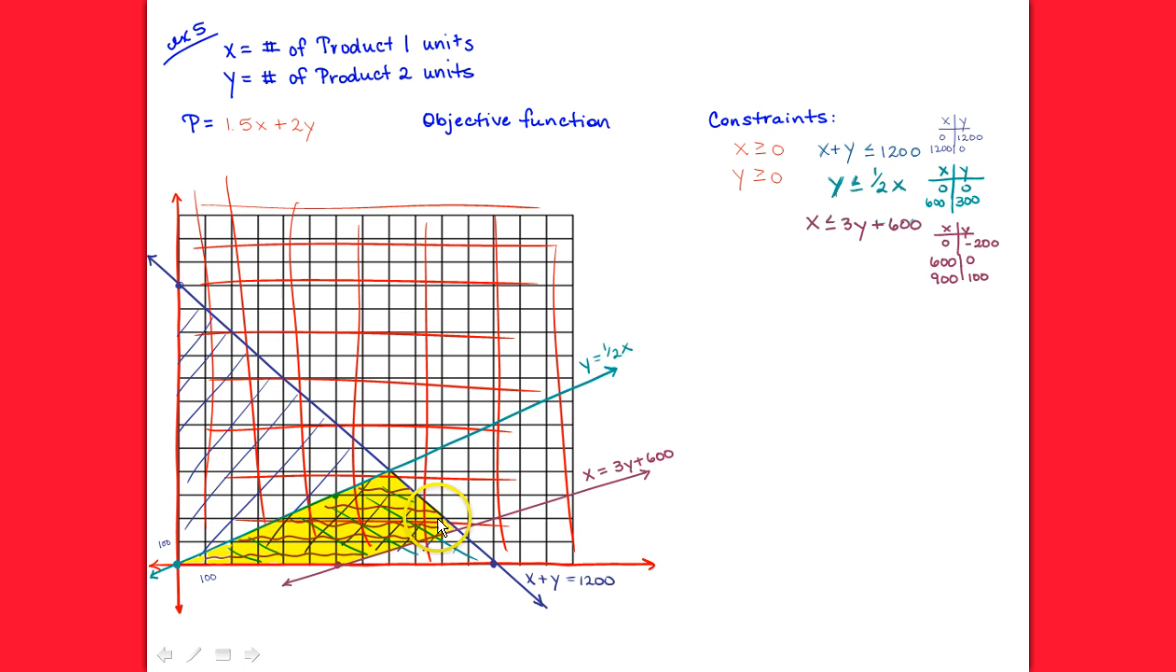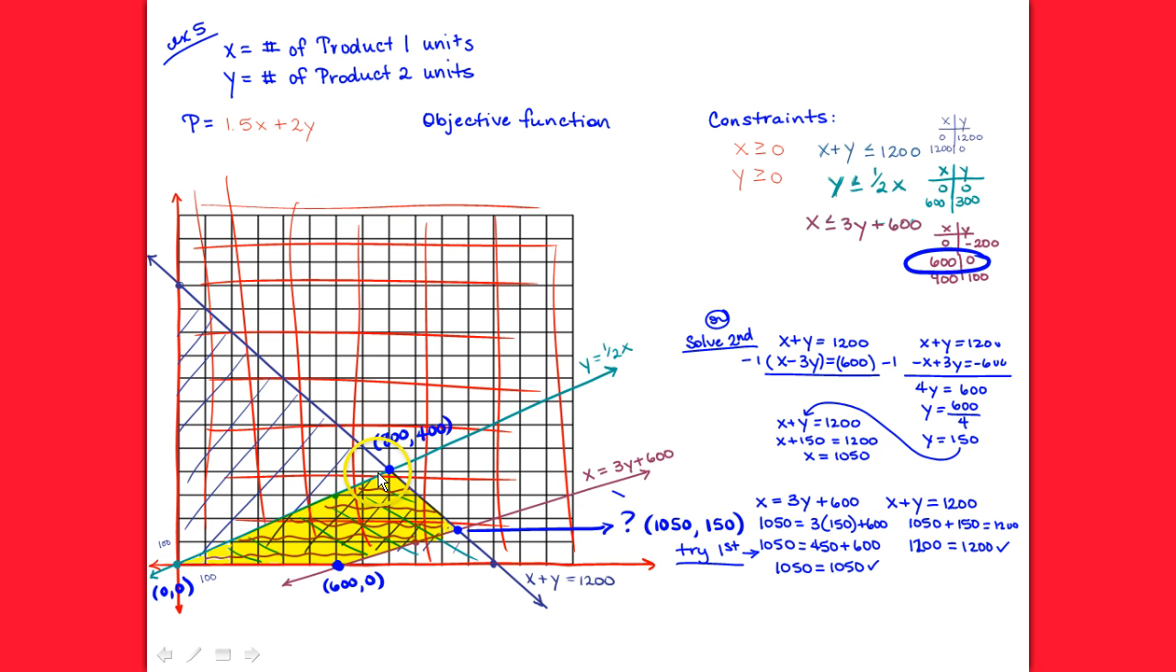But these other two might be a little more difficult. If I've graphed really carefully, this one's landing exactly on a block, so it's pretty obvious that it's 800, 400, but this is my problem right here. I have a dot in the middle of a block. And no matter how accurately I graph, that's going to happen sometimes.